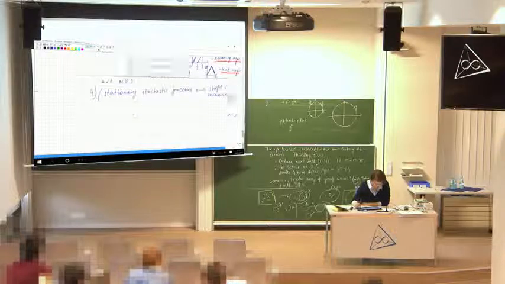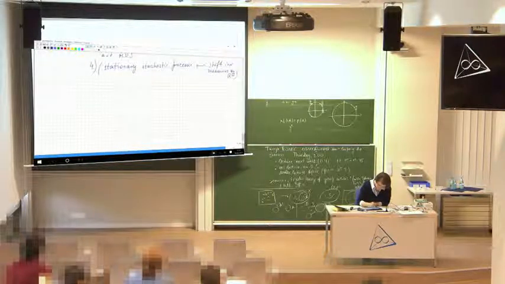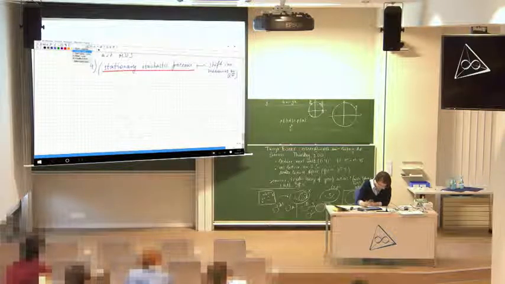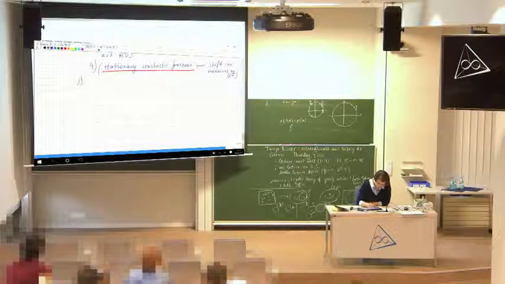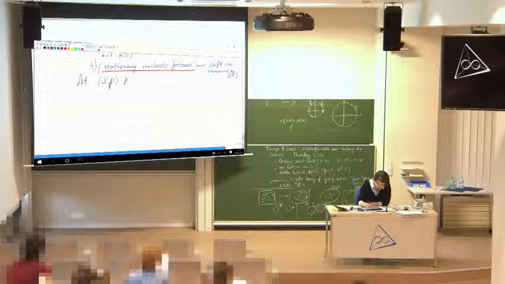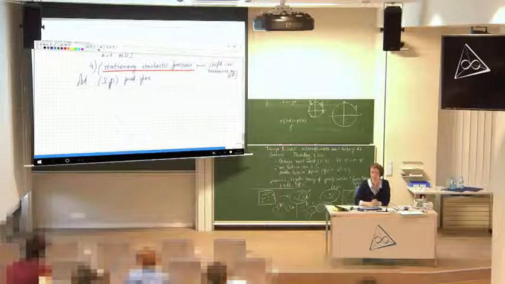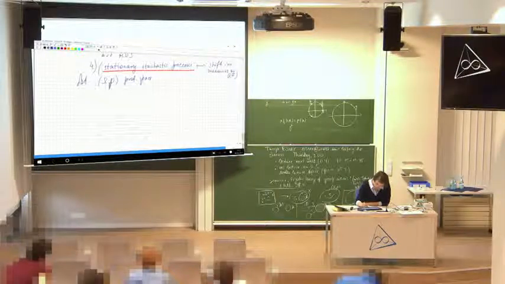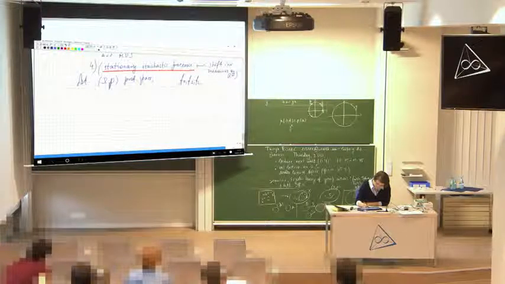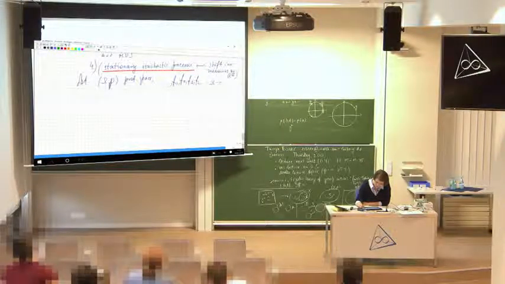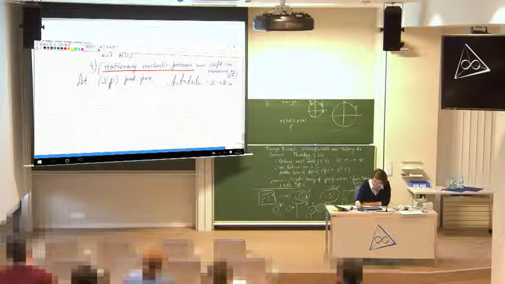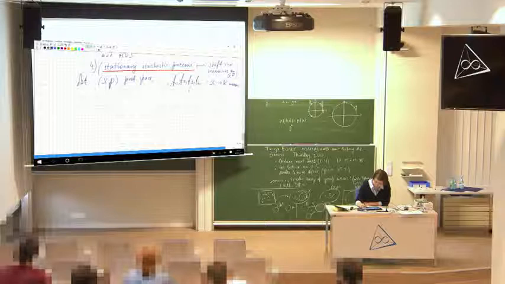So we start with the probability space. And then we have a process. So we have infinitely many, and infinitely many in both directions, random variables from omega to R. Measurable functions, so random variables.